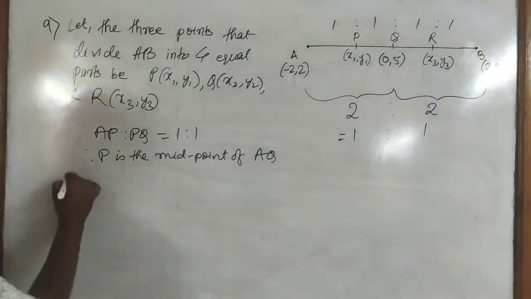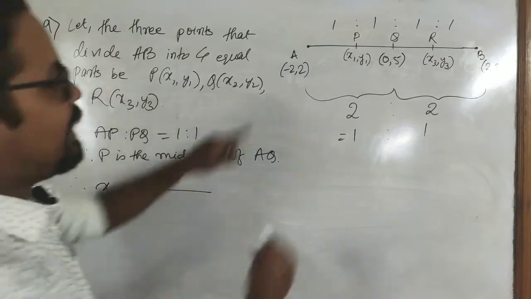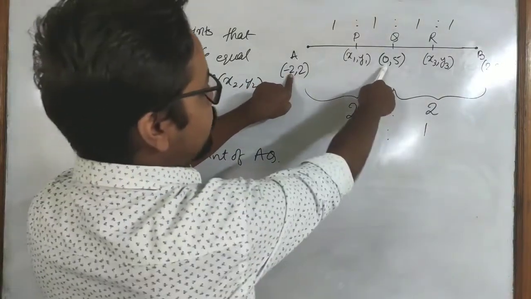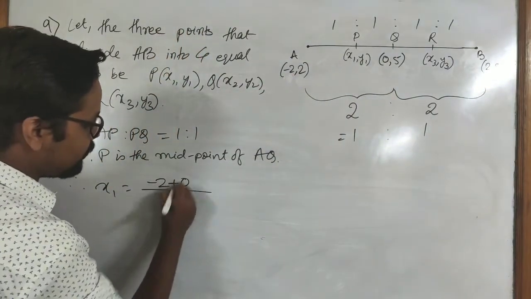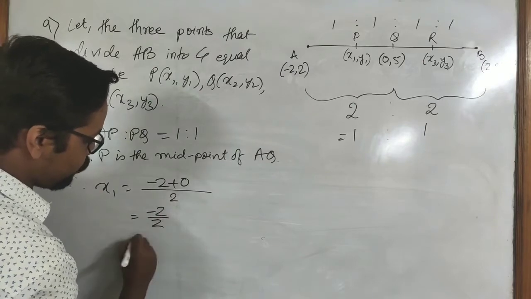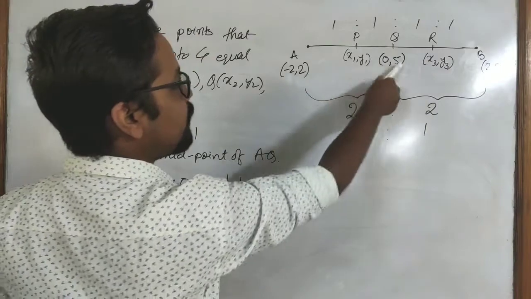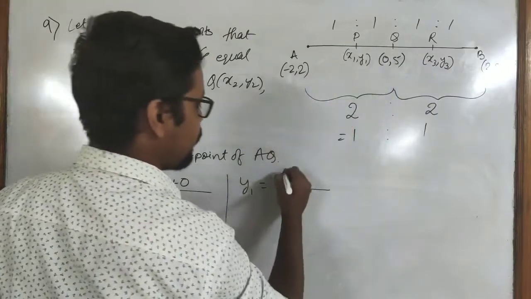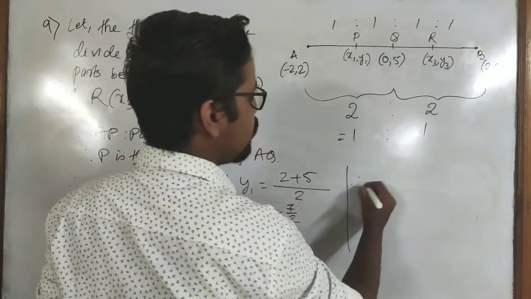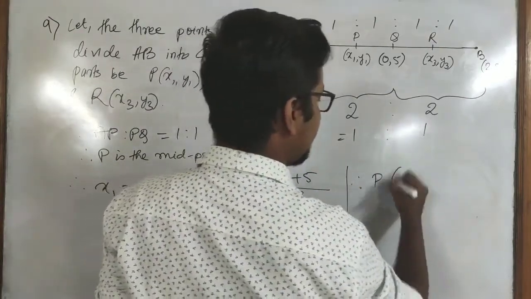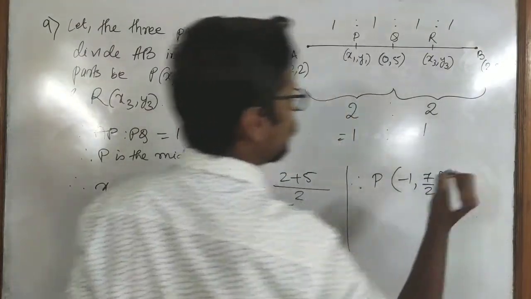So in case of P, x1 will be equal to the x coordinate of A plus the x coordinate of Q, by 2. -2 plus 0 by 2, that is -2 by 2, which is -1. Similarly y1 will be the y coordinates 2 and 5. So 2 plus 5 by 2, which is 7 by 2. So the coordinate of P comes out to be -1, 7 by 2.